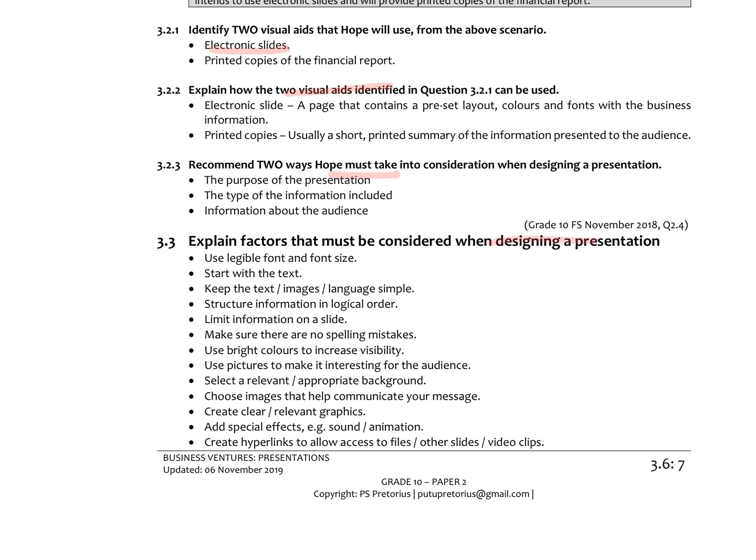The last question that we're looking at for the chapter is to explain the factors that must be considered when designing a presentation. Things like font size, start with the text, simple language, logical order, limit the information on a slide. Again, there's a lot of content there. Luckily not long sentences, but you will have to make the distinction. And this brings us to the end of the chapter.